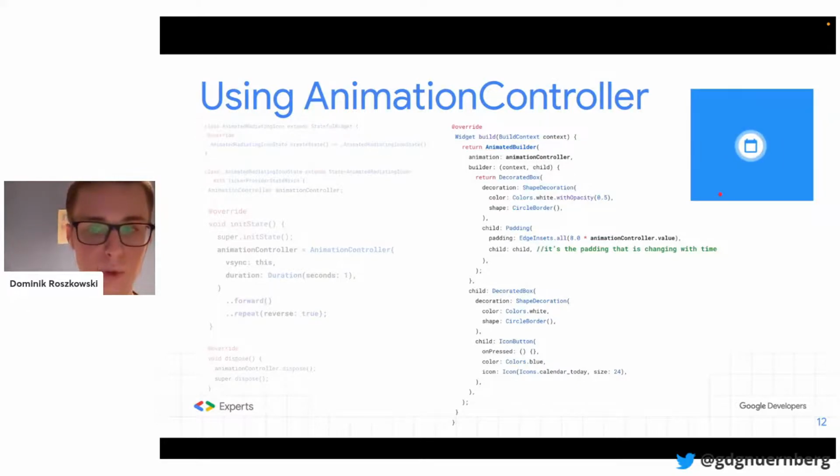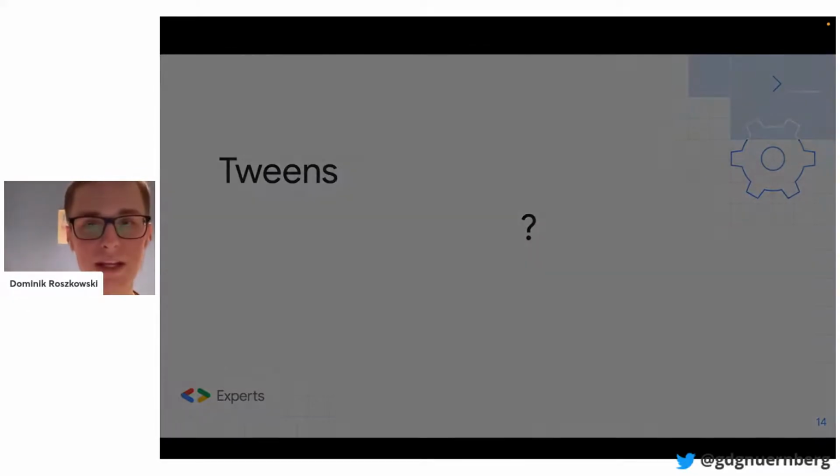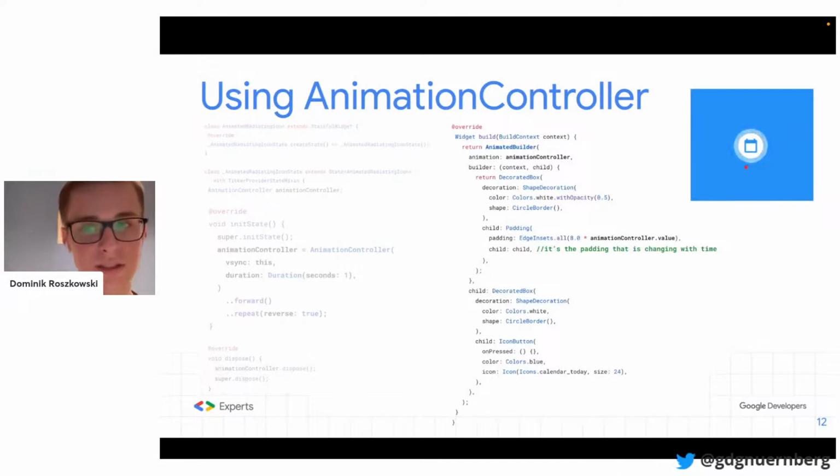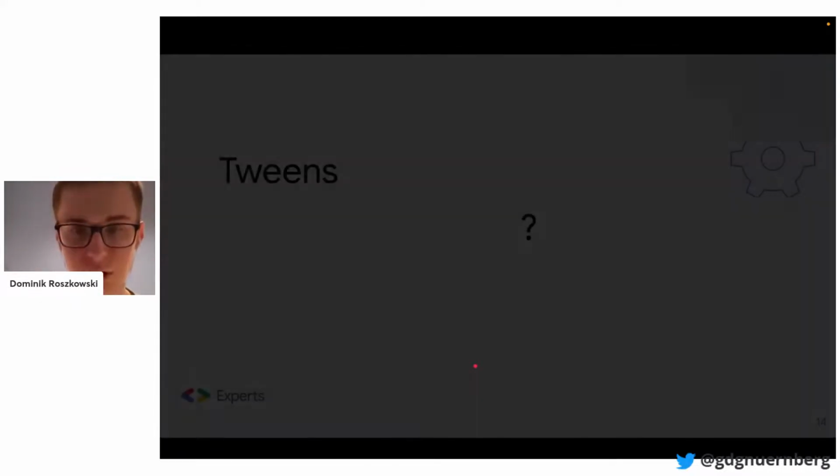And there are many ways to implement this kind of animation. It doesn't have to be padding. It can be just a circle below that increases in size. It can be a border that increases in size. But this is nice to show that you can actually split your animated builder into two parts. The first part being the decorated box with the padding, and then the decorated box with the icon button, which will be rendered only once, built only once, sorry.